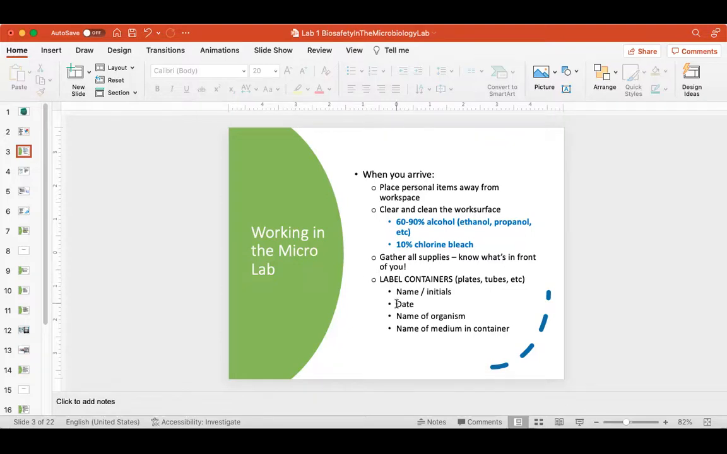Now, this is a list of things I want us to know, and that's what belongs on the label of a microbial culture. You're going to want to make sure that your name or your initials are somewhere on that container. Now, by container, I mean either a petri dish or some kind of a tube or a flask that we're growing microbes in. The date that that container was created should be listed. The name of the organism that's growing in that container needs to be on there. And the name of the particular medium that the microbes are growing in should be on the container.